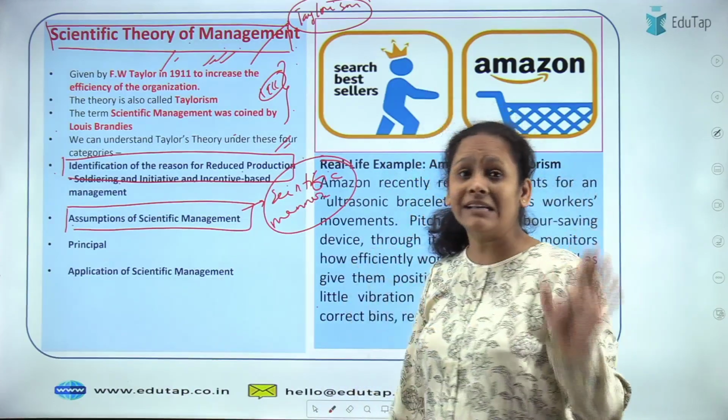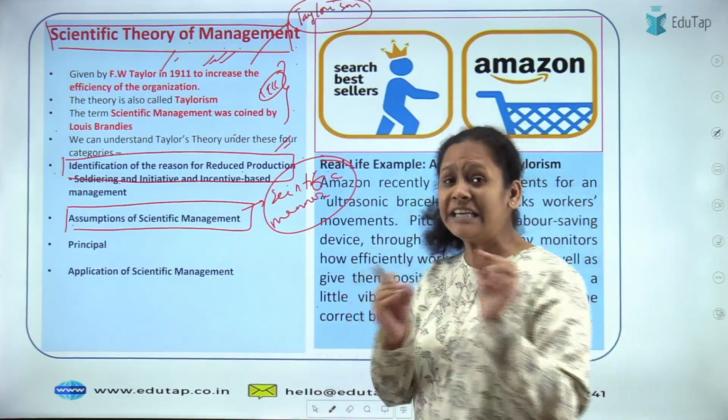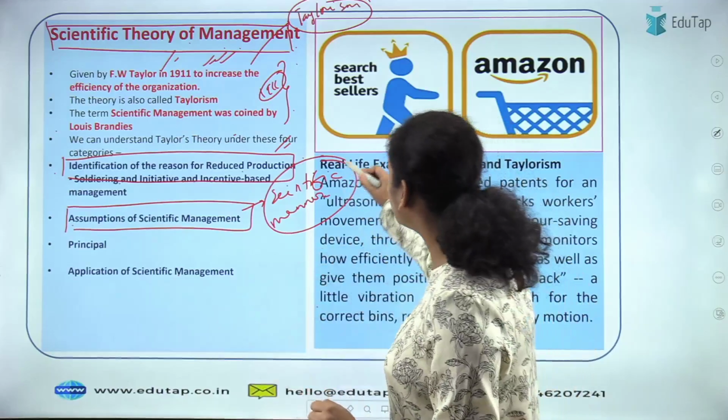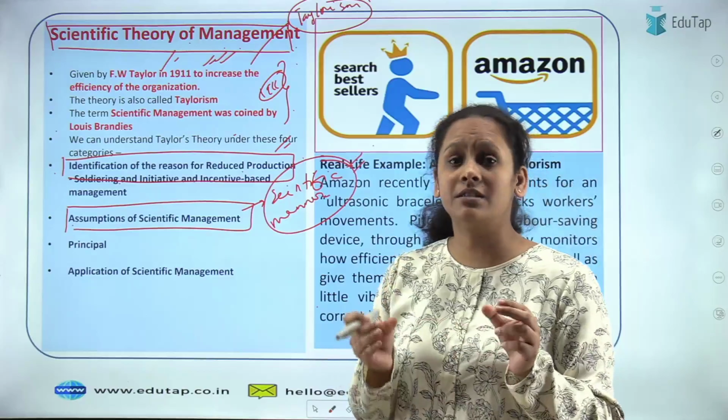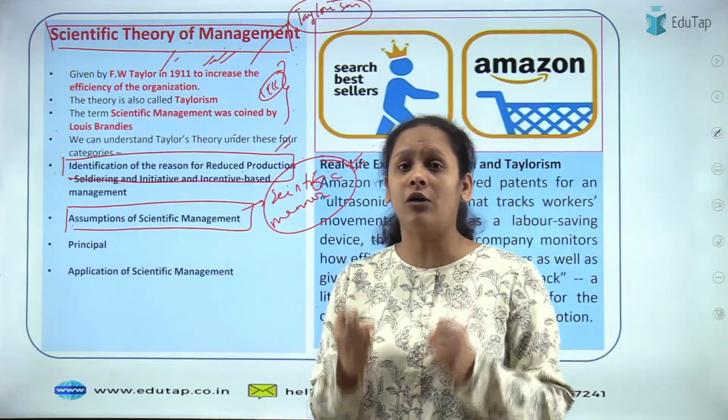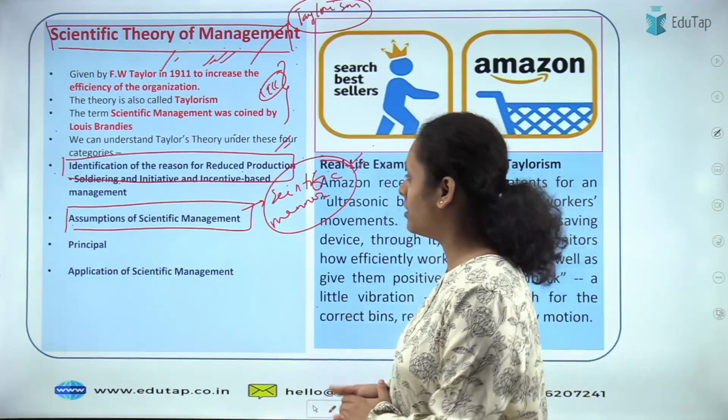But what did Taylor suggest? He suggested that each and every task has to be done in a scientific manner, so that we come to a maximum output for certain given production.